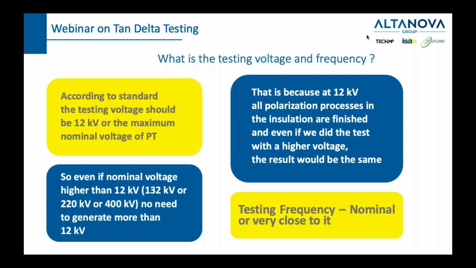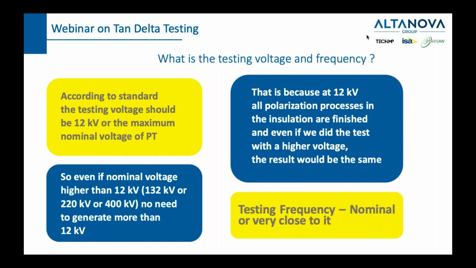Sometimes maybe 0.5 or 1, maximum 2 hertz, you can go and change a little bit, because we have seen that the tan delta does depend on the frequency, but not too much. For rotative machines, sometimes we can go a little bit more, 3 to 5 or 4 hertz lower or higher. But for power transformers, we want to be as close as possible to the nominal frequency.